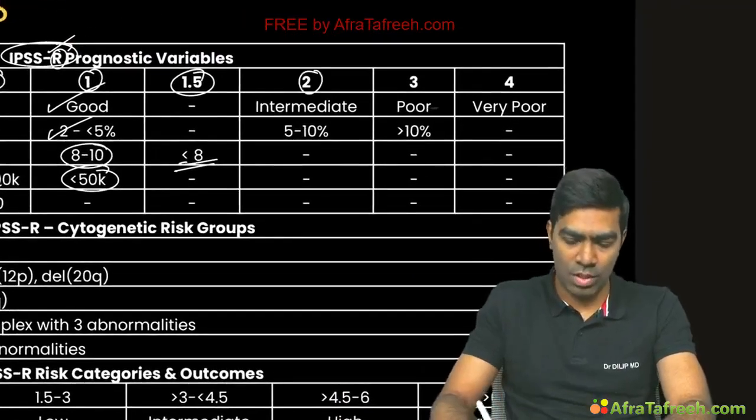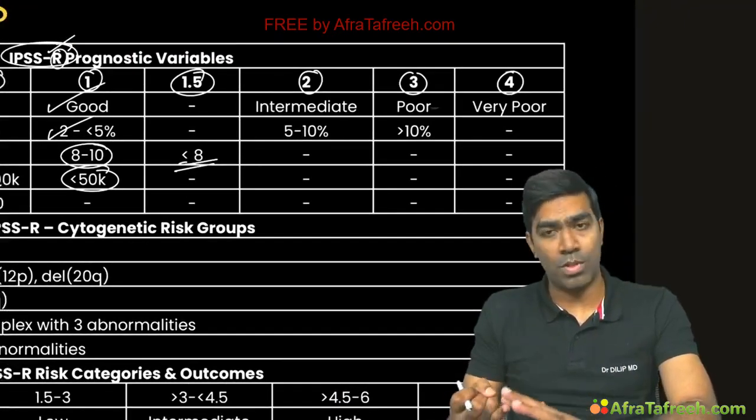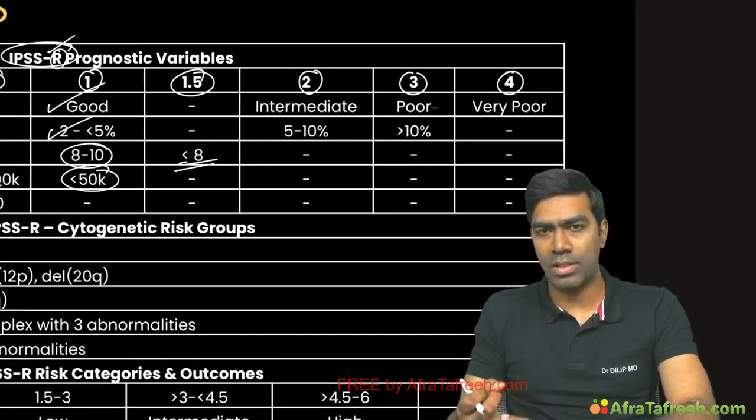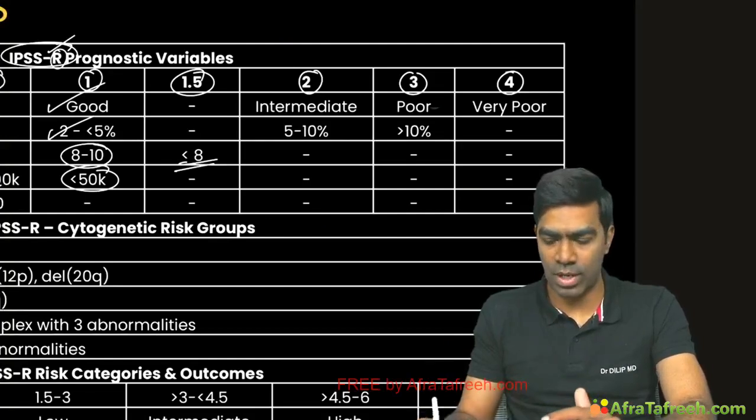A score of 2, 3, and 4 is given only with the help of the proportion of blasts and the cytogenetics. So a score of 2, 3, and 4 will not be decided based on cytopenias. That's a very important point as well.